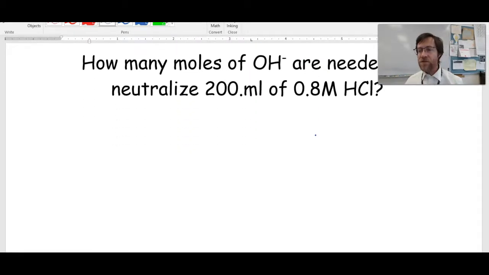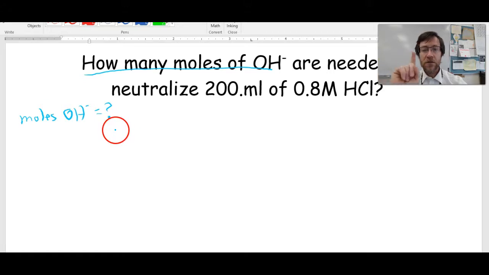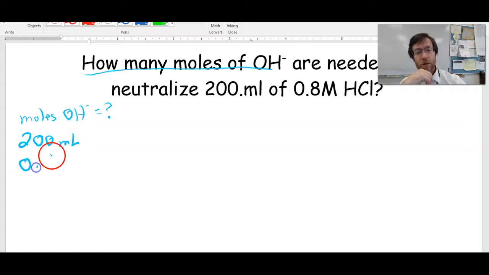Next one. Let's see. How many moles? Oh, right there. How many moles of OH? So I'm going to come over here. There you go. Moles of hydroxide. That's my question mark because that's what they're asking. So how many moles of hydroxide are needed to neutralize 200 milliliters of 0.8 molar HCl? Okay, so I've got 200 milliliters and 0.8 molarity, and this is HCl.